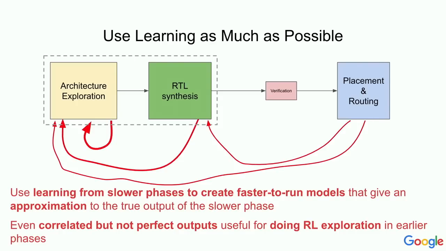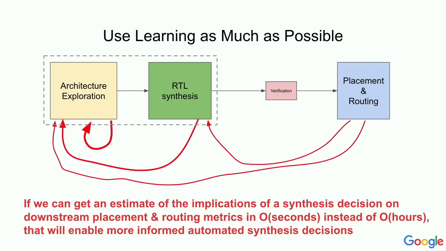Yeah, even correlated but not perfect outputs are useful for doing RL. And if we can get an estimate of the implications of some decision in seconds, that enables us to actually consider it in the loop of making synthesis decisions.